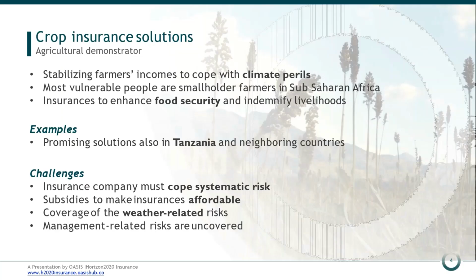As I already said, I think these insurance schemes have the potential also to secure vulnerable people in these countries, which are highly affected by climate risks and by extreme weather events. And since food security and the security of livelihoods play such an important role, insurances are seen as very important in many developing countries.